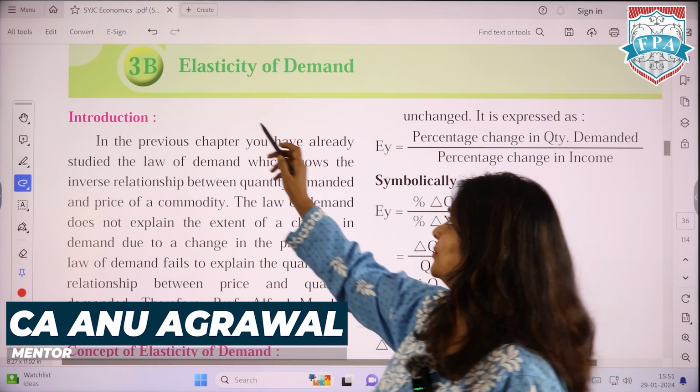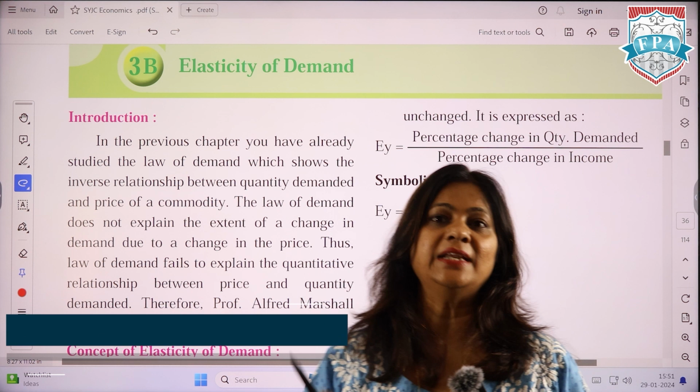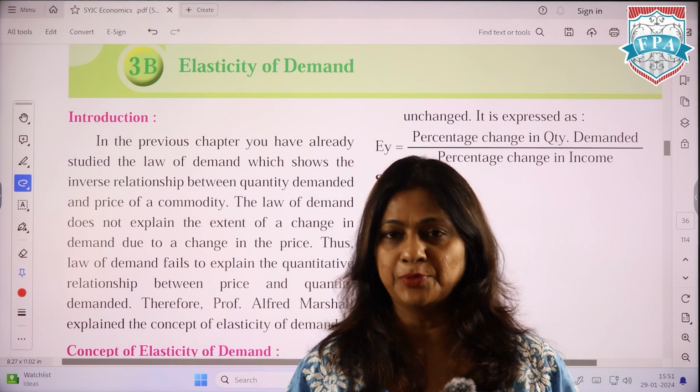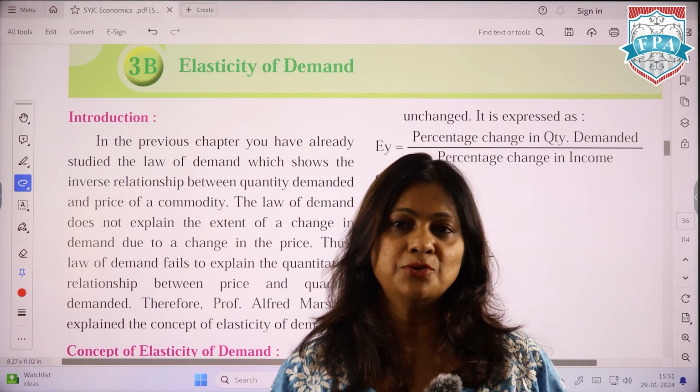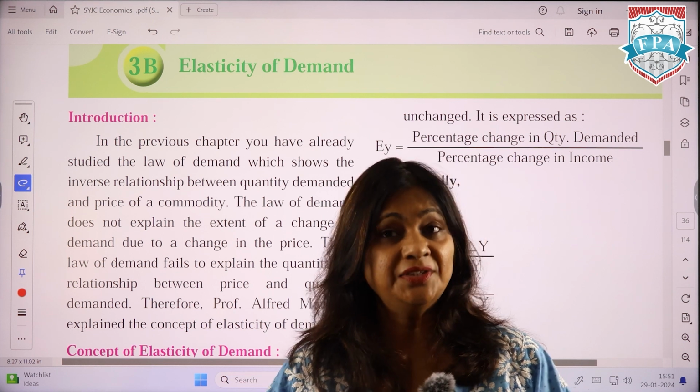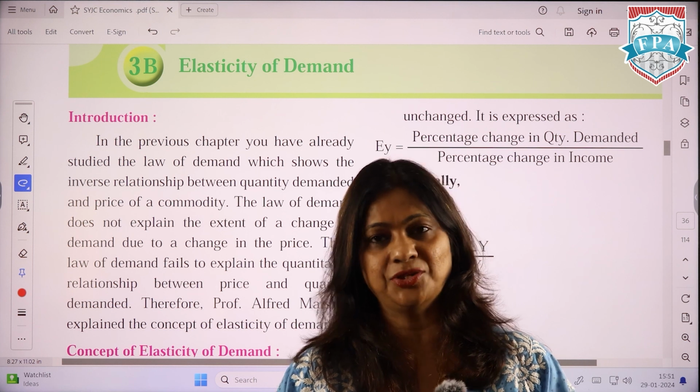Guys, so today we are going to start with elasticity of demand, a very, very important chapter from examination point of view. इस chapter को याद से ज़्यादा please समझने की कोशिश करेगा because this is really going to help you in your whole examination.